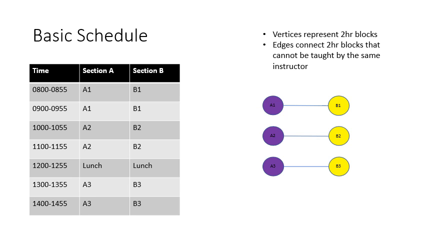Unsurprisingly, in this case, we have a bipartite graph, so only 2 colors are required to color the graph properly, and this means that we only need 2 instructors, one instructor to teach all classes for section A, and a separate instructor to teach all classes for section B.